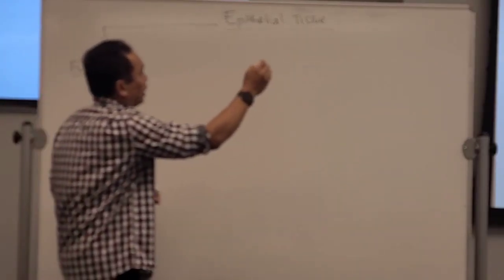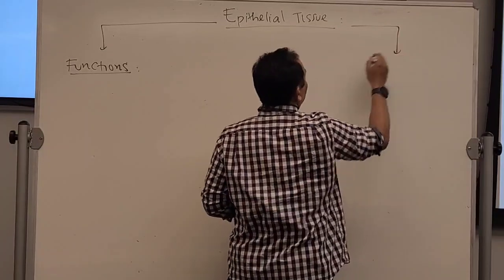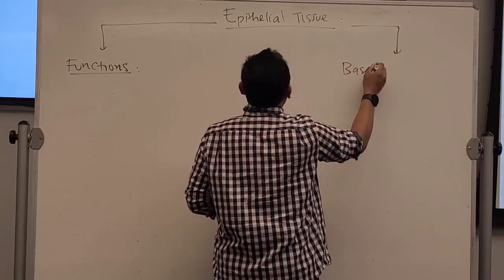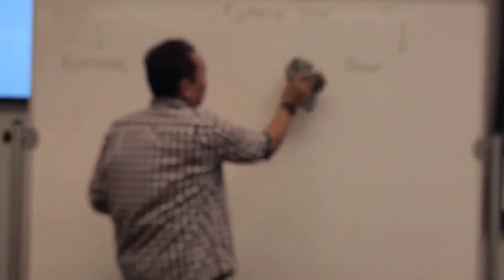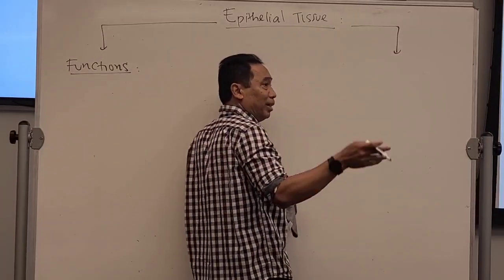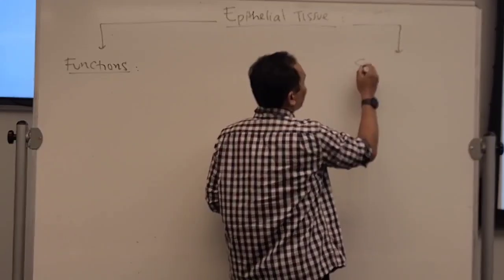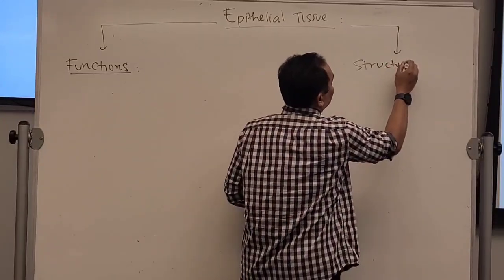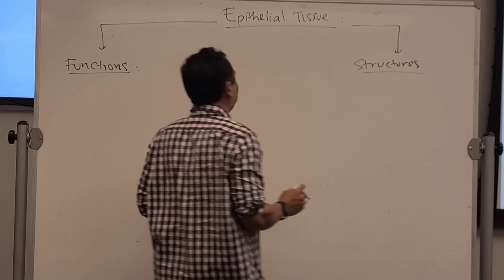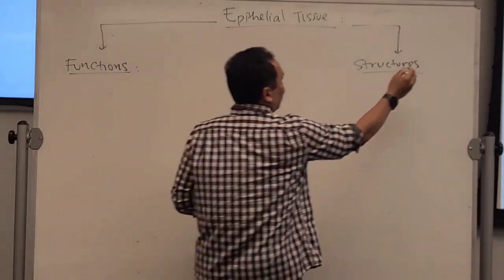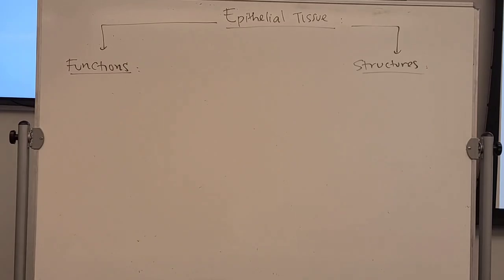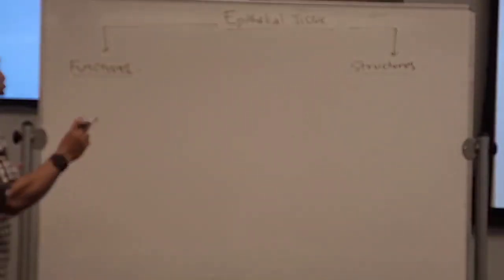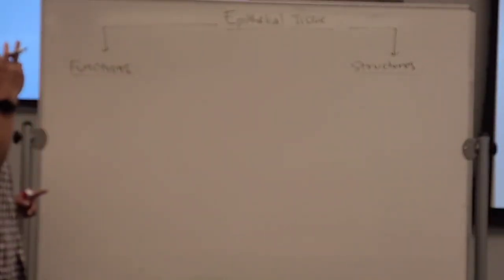And also it can be divided based on, if you have function, then what was the other one? You have structure, yeah? We learn anatomy and physiology. Anatomy is structure, physiology is function. Based on functions, epithelial tissue can have 2 functions.